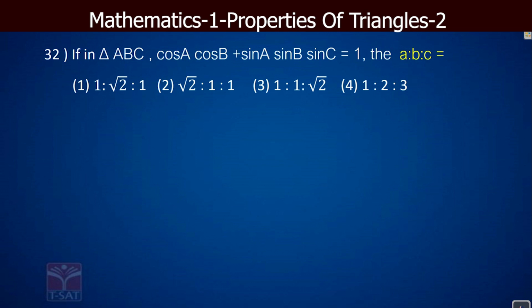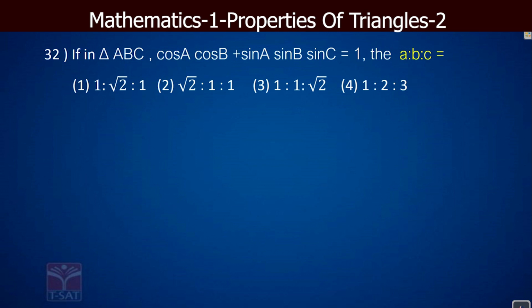4) 1:2:3. Now this problem was actually asked in 1984. I could remember the year, even though I have not written it, because that is the year in which I started giving coaching for IIT entrance examinations.